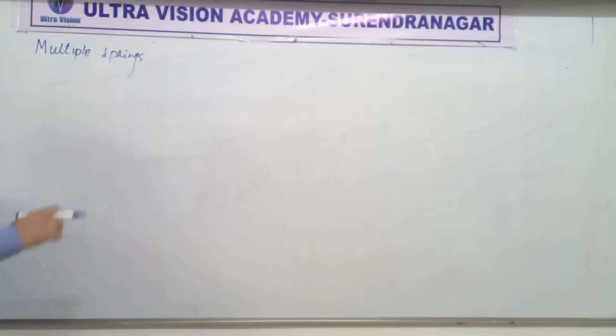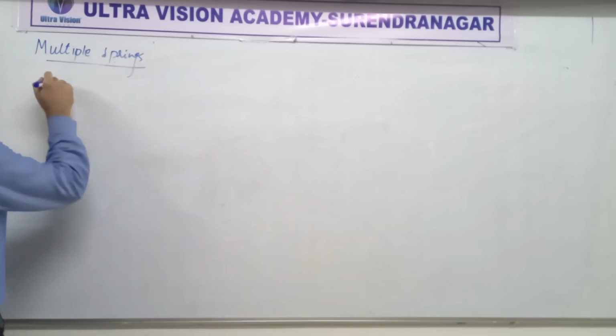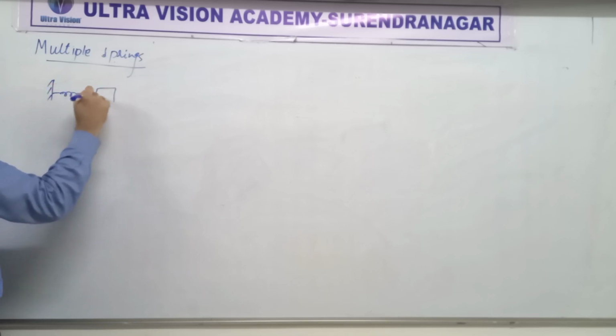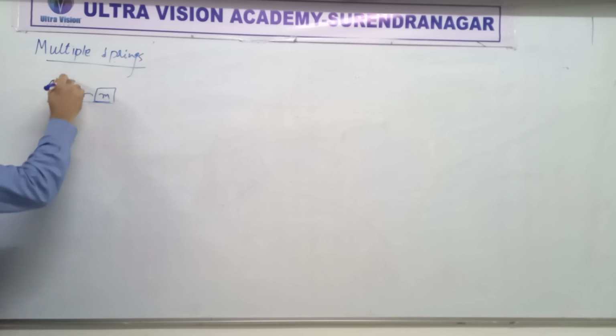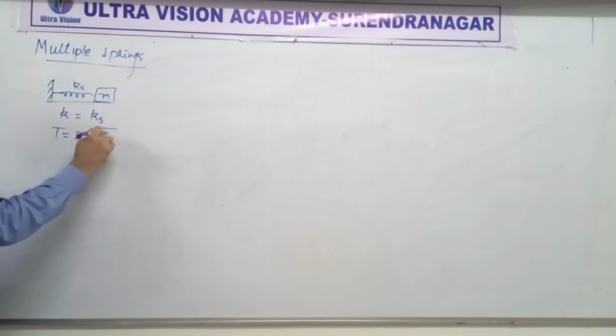Let's start. Just to remind you, earlier we learned that if you have a single spring and then a mass m attached to that spring, let's say the spring constant is Ks, then the force constant K is equal to Ks. It doesn't matter whether this is horizontal or vertical or in any other orientation. Then we found the time period as 2 pi under root m by K, but K is Ks, so you get something like this.